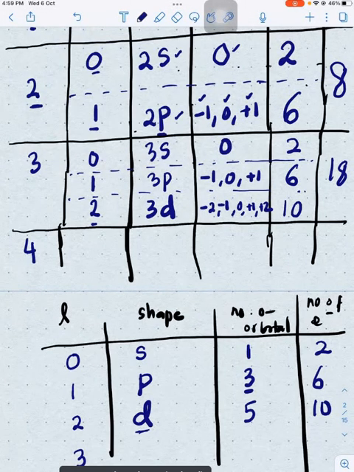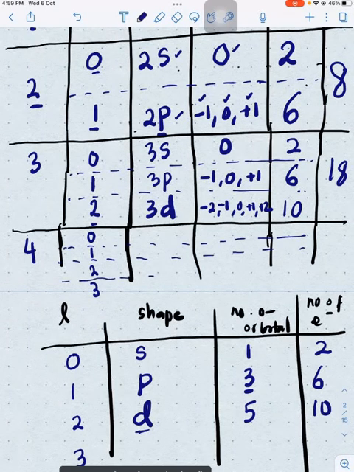0, 1, 2, 3. Okay, so maknanya kat sini kita ada 4 value of L. So bila 4 value of L, it seems like kita ada berapa bilik kat level 4? Ada banyak. Berapa tu Fikri? Ada berapa bilik? Berapa jenis shape?